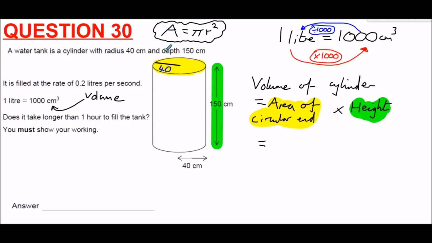So the area of a circular end is pi multiplied by the radius squared. And that's going to be multiplied by the height of the cylinder, which again, as I mentioned, we've been told that's 150.